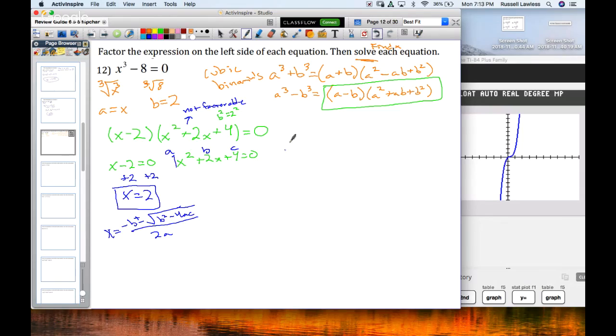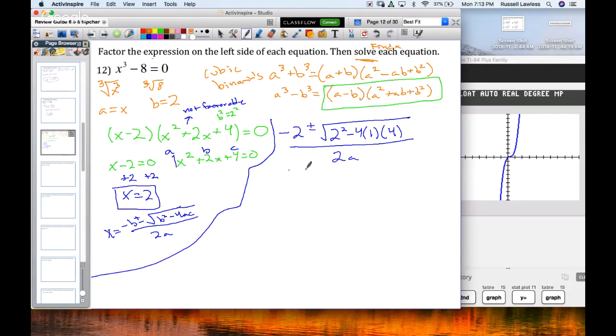And so we're going to do negative 4 plus or minus the square root. Oh, I messed that up. Not negative 4. Negative 2, because that's our b value, plus or minus the square root of b squared minus 4ac all over 2a. In the case of a is 1.